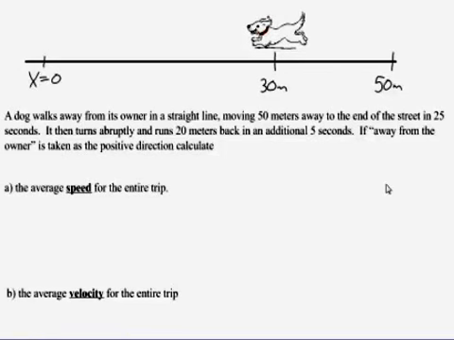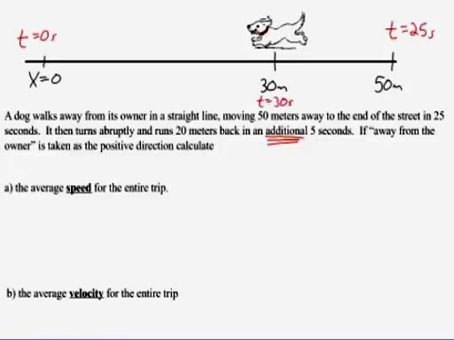So as we look at this, when he started at x equals 0, the stopwatch read 0 seconds. When he reached the end of the street, it took 25 seconds. So the stopwatch reads 25 seconds. And then when he runs back, it takes an additional 5 seconds. So if the stopwatch read 25 seconds at the end of the street, the stopwatch is now going to read 30 seconds when he is at his final position.